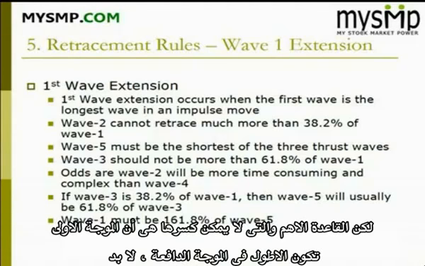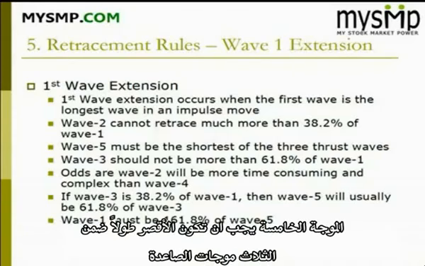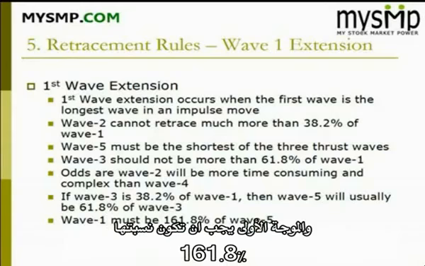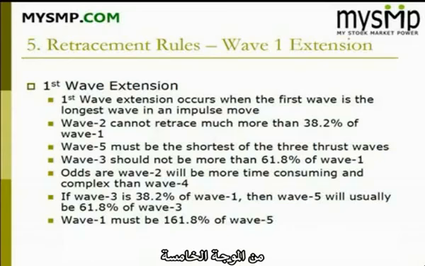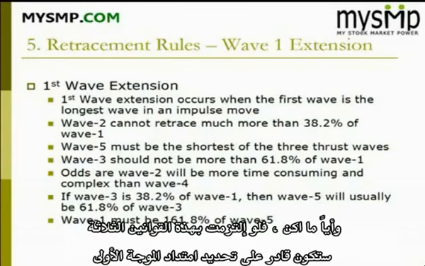But the rules, which are ironclad rules which cannot be broken: wave 1 must be the longest wave in the impulse move. Must be. Wave 5 must be the shortest of the 3 thrust waves, and wave 1 must be 161.8% of wave 5. So no matter what, if you can just stick to those three things and respect those three rules, you will be able to properly identify a wave 1 extension.